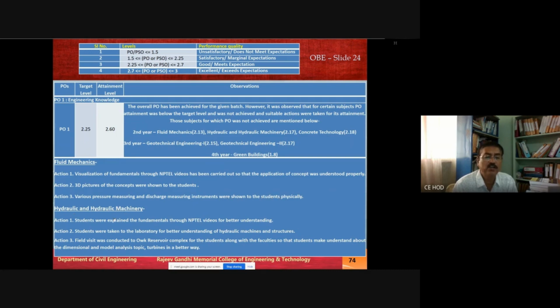Coming to hydraulics and hydraulic machines, action 1: students were explained the fundamentals through NPTEL videos for better understanding. Action 2: students were taken to the laboratory for better understanding of hydraulic machines and structures. Action 3: a field visit was conducted to Auk Reservoir complex for the students along with the faculties, so that the students understand the dimensional and model analysis topic. There is one chapter on dimensional and model analysis, so the students can understand better by seeing the prototype.